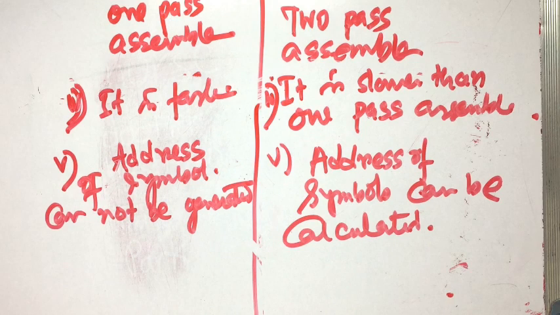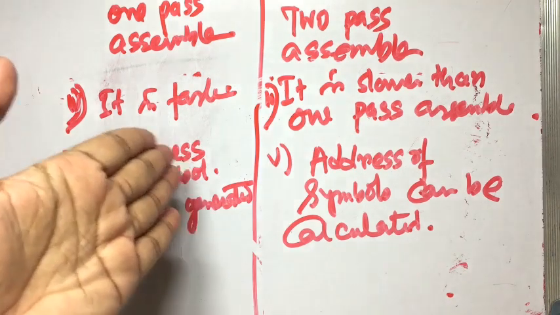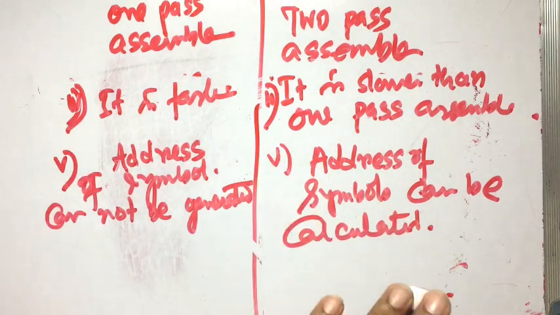Number 2 difference: pass 1 cannot solve forward references, pass 2 can solve forward references. Next, no object program is written, hence no loader is required. Here object code is required, that's why a loader is also required. The one pass assembler is faster, the two pass assembler is slower than one pass.